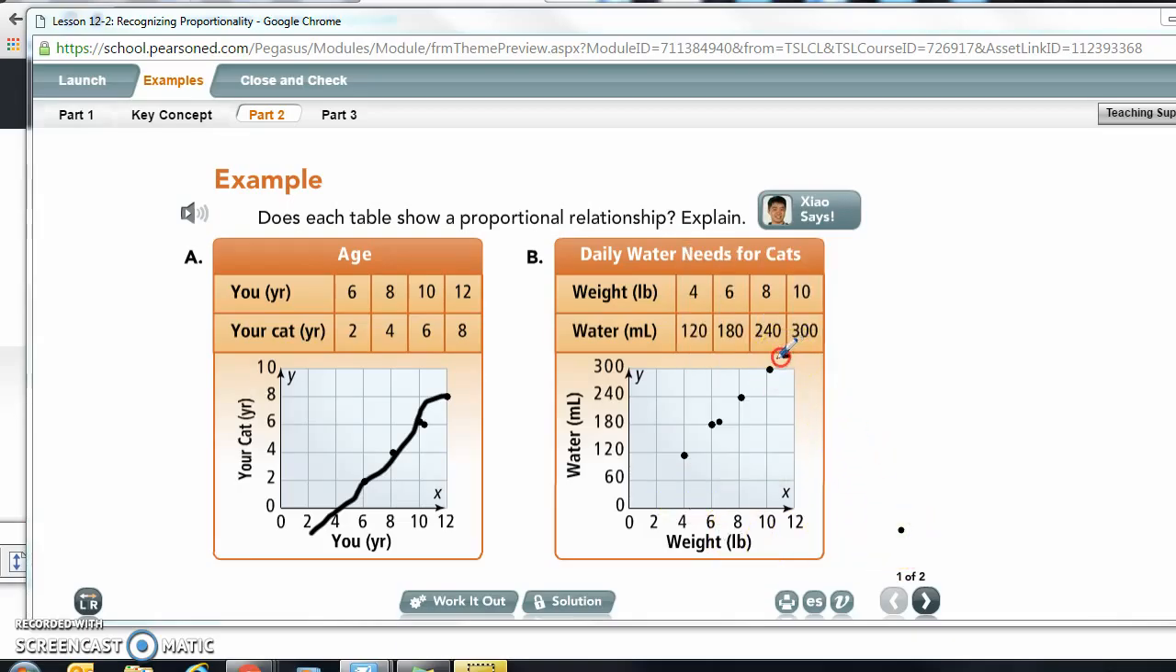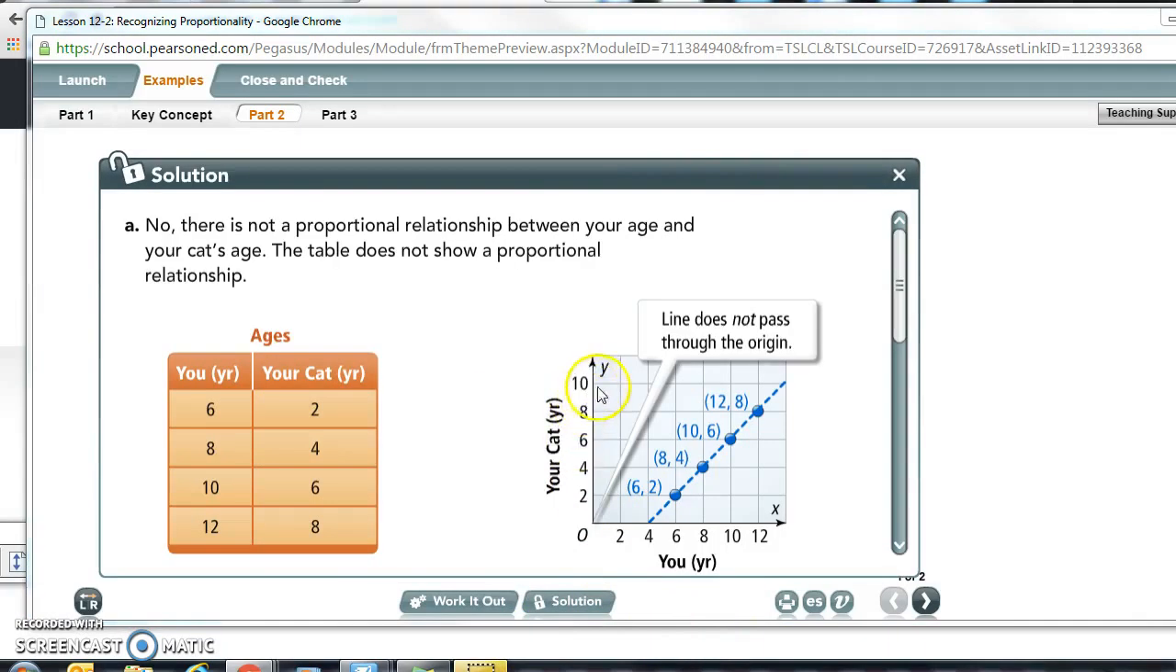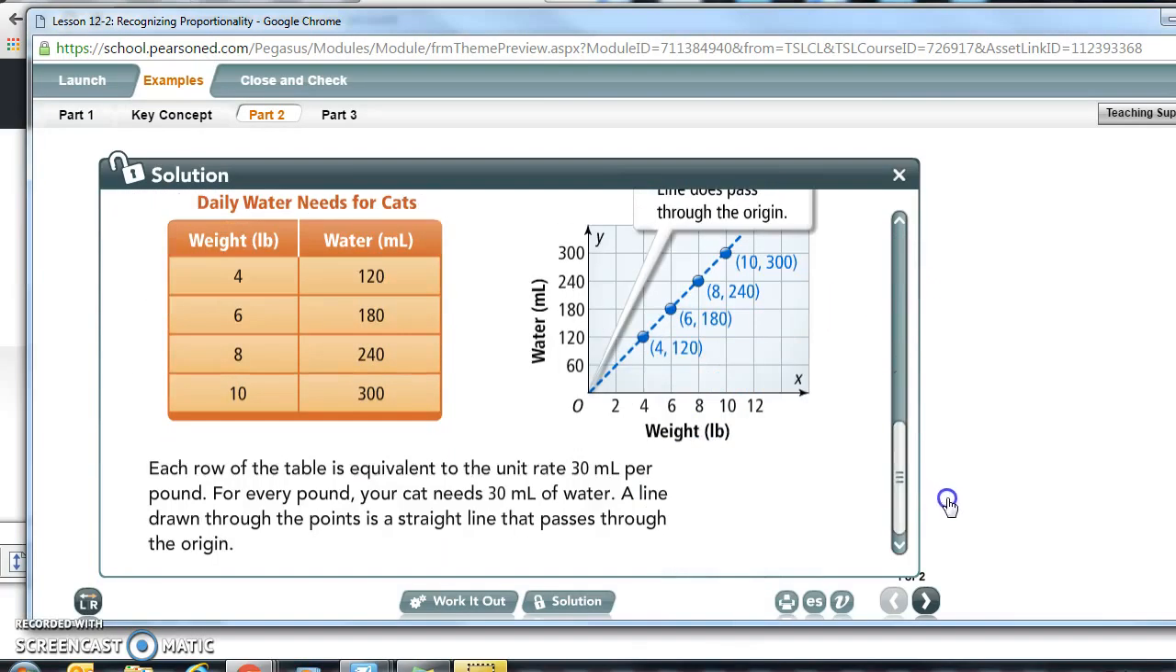And we need to go back to our key concept and talk about what it means if something's proportional. The one thing they said is that your line must go through the origin, or 0, 0. So this one, when I drag my line out, it does not go through 0, 0. So no, this one is not proportional, compared to this one that does go through 0, 0. So again, this line does not pass through the origin. And this one is yes, because it passes through the origin of 0, 0.